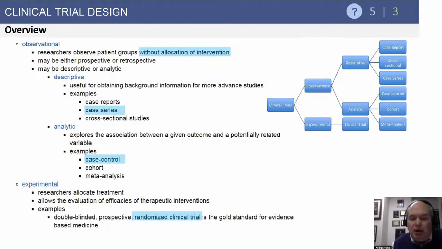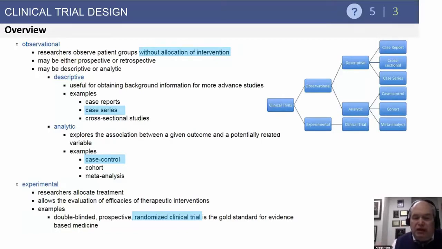In a broad overview, it's either observational, which means there's no allocation of intervention, or experimental, in which case you have randomization. The researchers allocate the treatment. That's the broad overview, and if you can remember that, within observational, again, there's no allocation of treatment. You're looking at case series, case reports, and then case control, which would be more analytic.